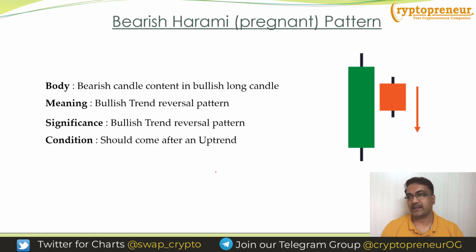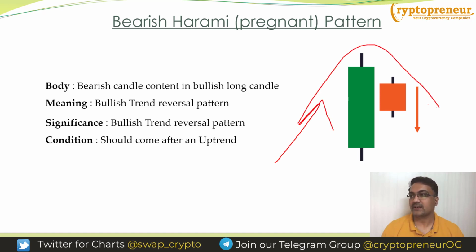Then this is the bearish Harami pattern, just the opposite of the bullish Harami, and it should come after an uptrend. It shows a reversal, and there are chances that the market might go down from here. Just like the bullish Harami, the initial candle is large, with a small candle, a small pregnant candle, just inside the bigger candle, and this is the sign that the market might reverse from here.